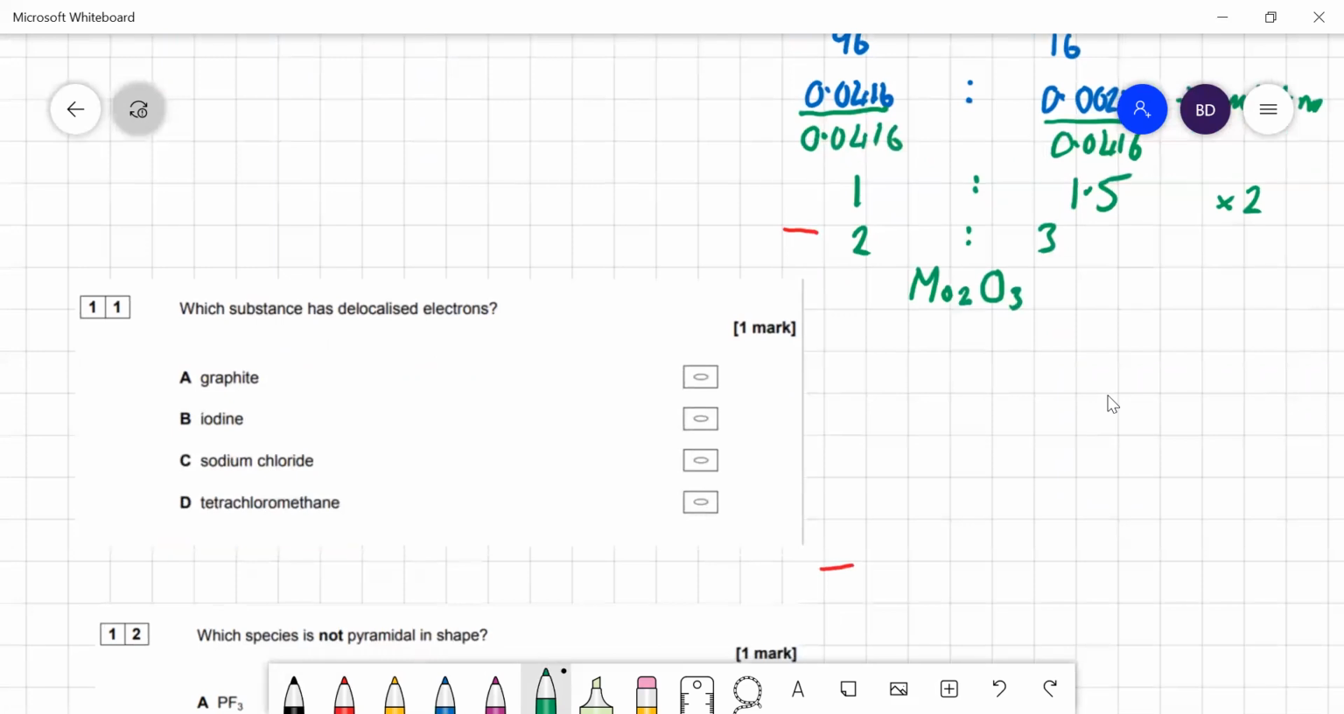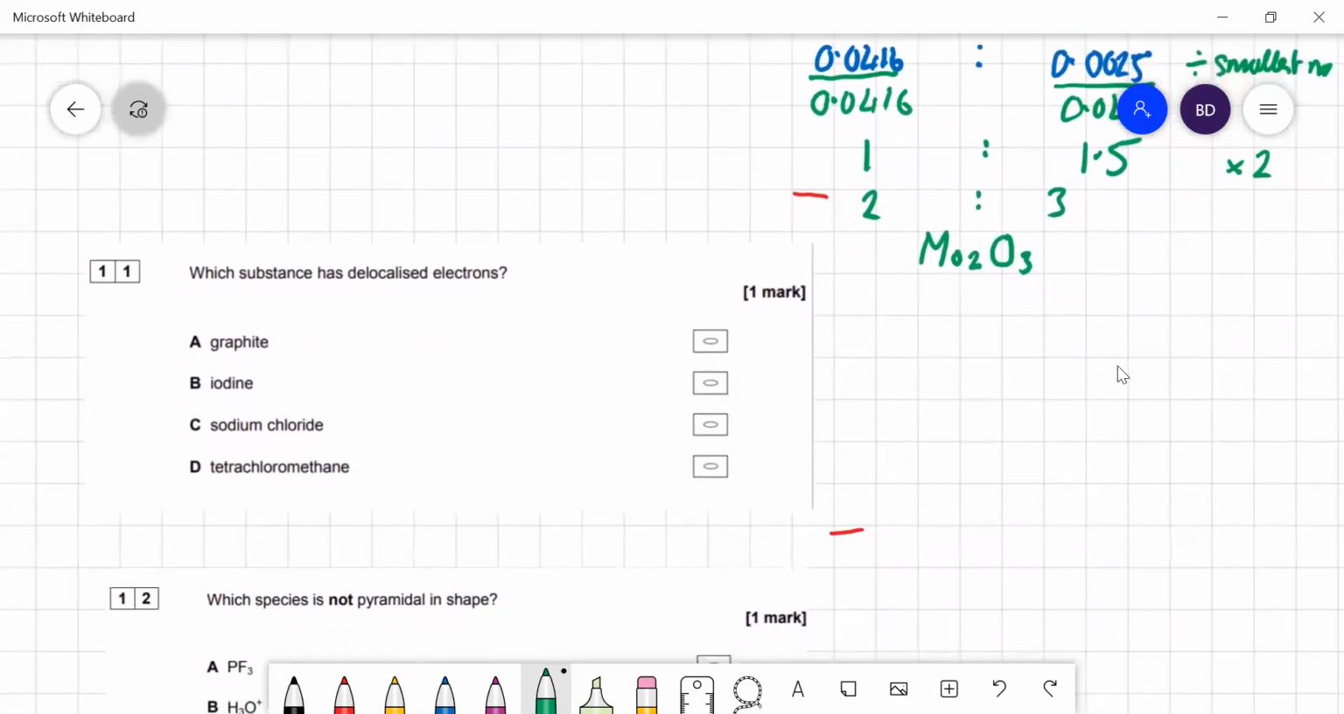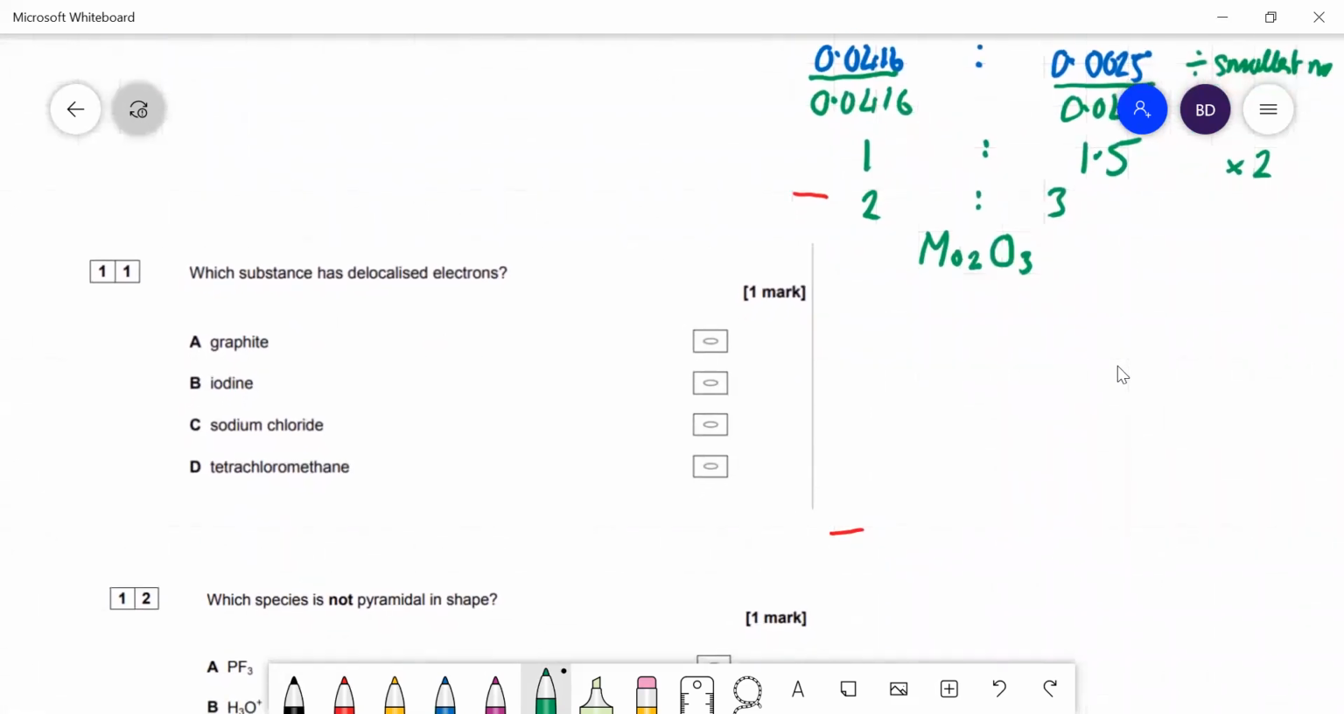Okay, this is a quick one to answer now. Which substance has delocalized electrons? Well, it's graphite, of course. Iodine is I2 molecules, no delocalized electrons. Sodium chloride is ions. Tetrachloromethane is small covalent molecules. So A is definitely the right one.